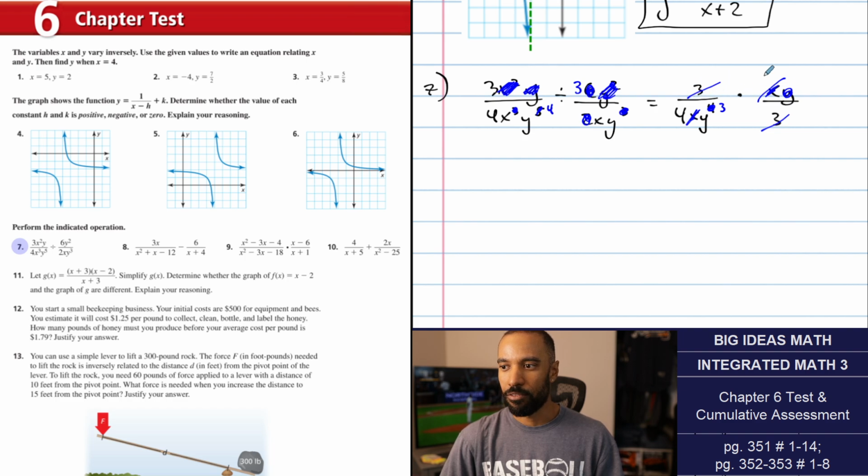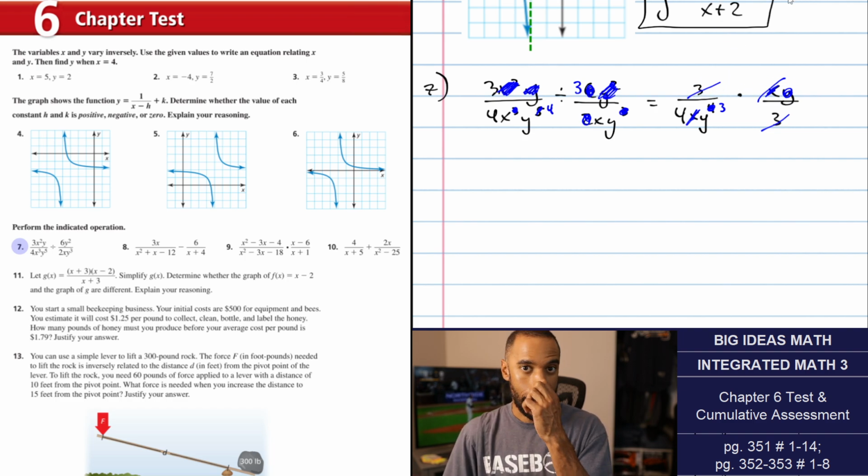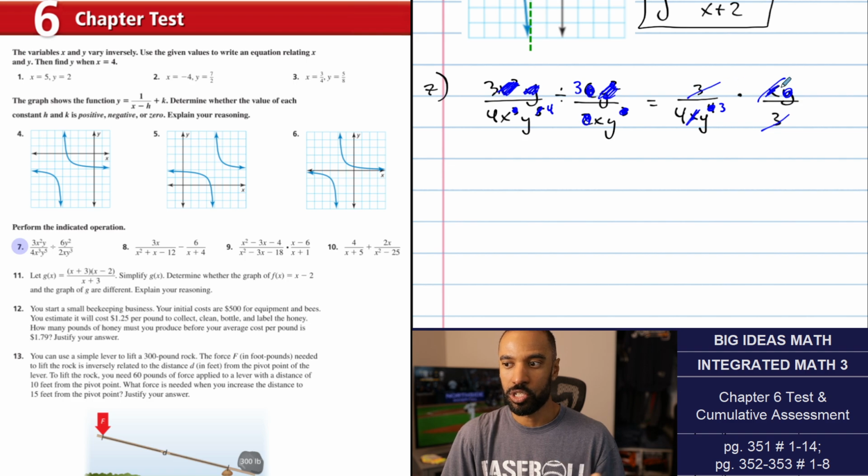Now, you can say everything canceled on top and nothing's there. A common thing that people tend to do, they don't write 0. When people cancel everything on top, they tend to just write this on top. Don't do that. There's still a 1 on top.